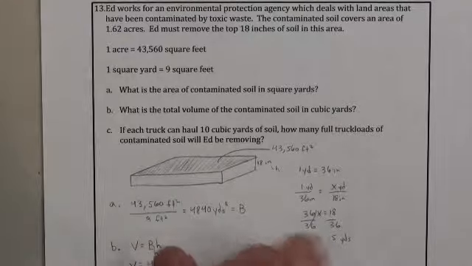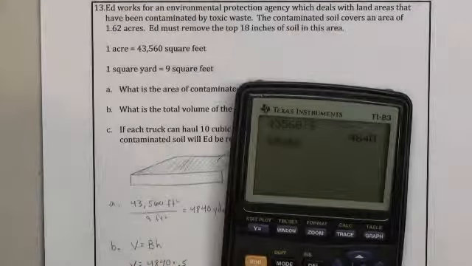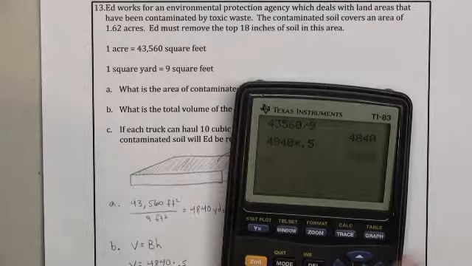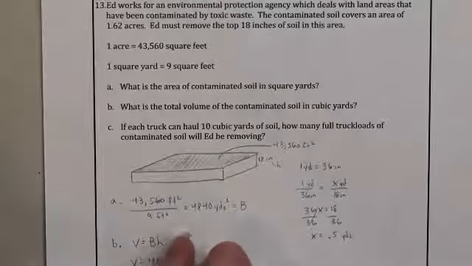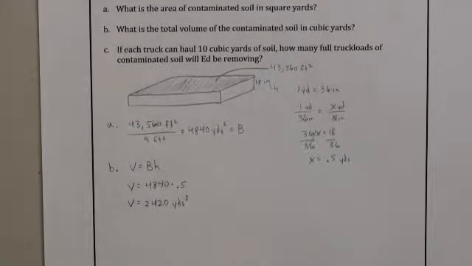You have to be really careful with your units here. So now I have 4840 times 0.5. That gives me 2420 yards cubed.